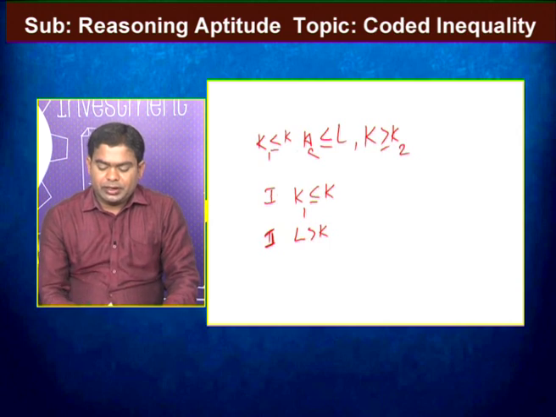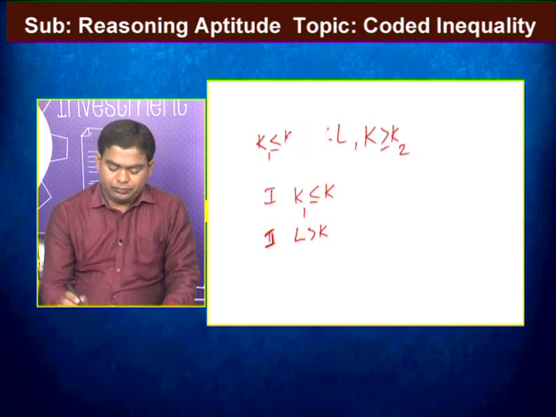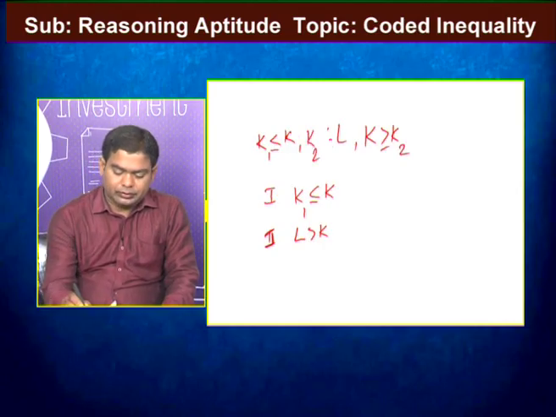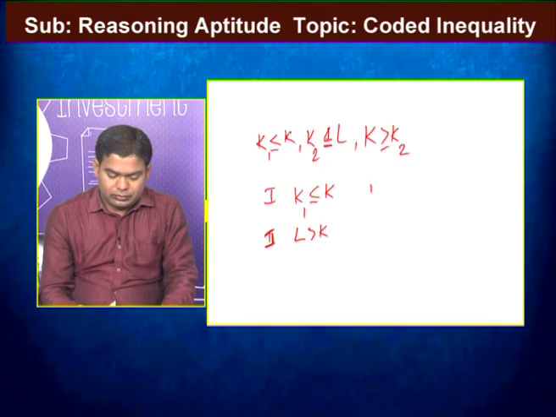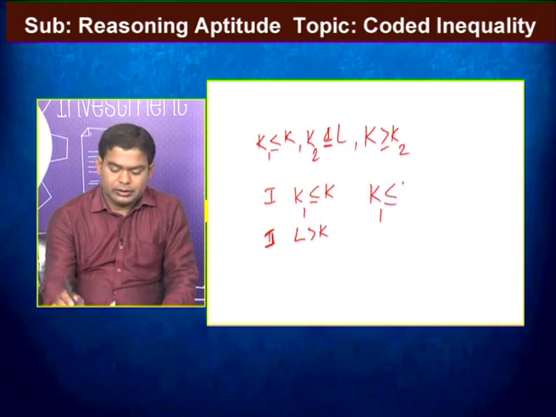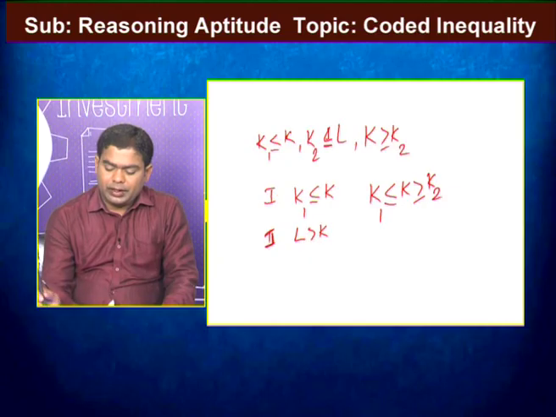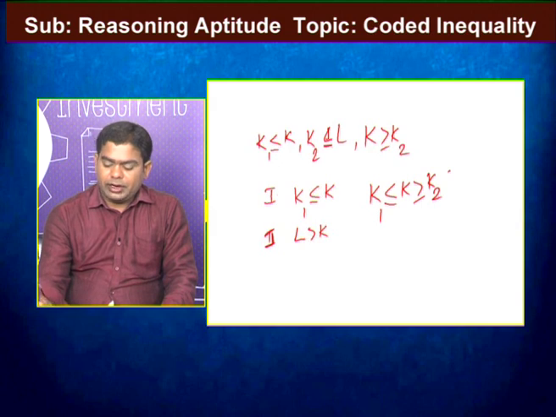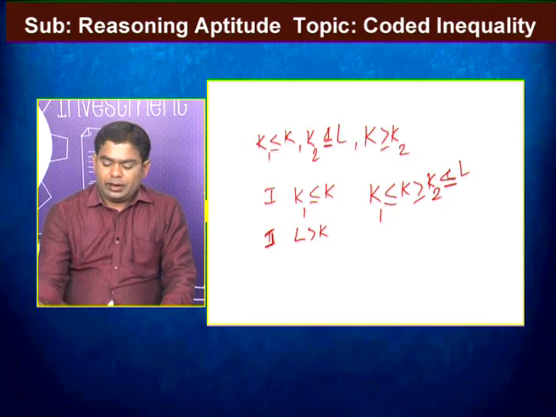So first of all we combine the given statement. K1 less than or equal to k, that k is related with k2, k greater than or equal to k2, and that k2 is related with l, that means k2 less than or equal to l.